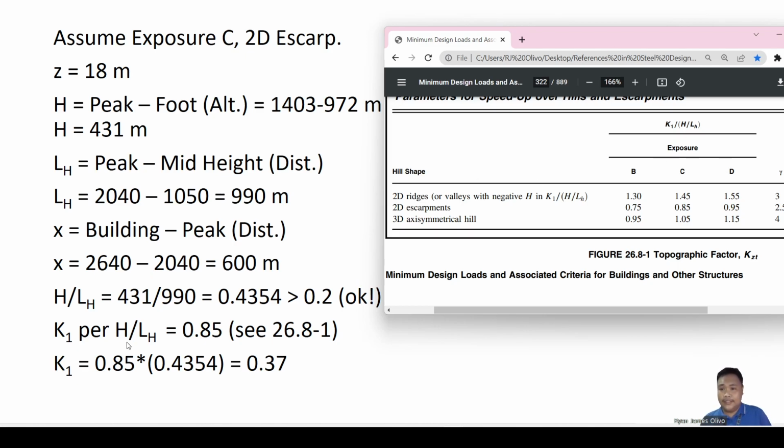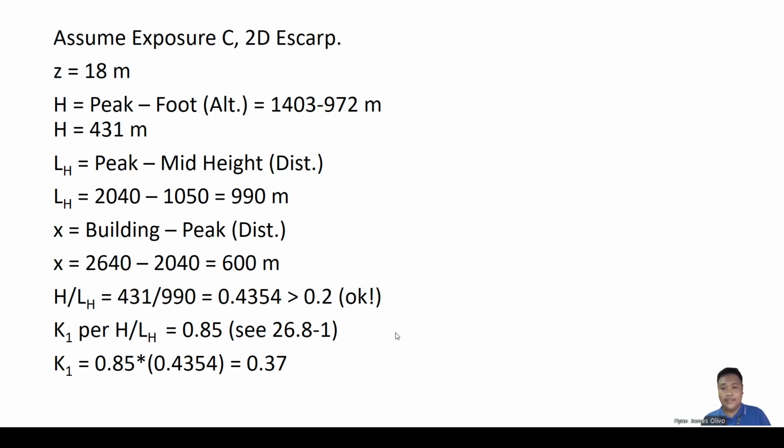So exposure category C and escarpments give us K1 per H over LH of 0.85. To get K1, we just multiply 0.85 by H over LH, that is 0.4354. So we get 0.37.